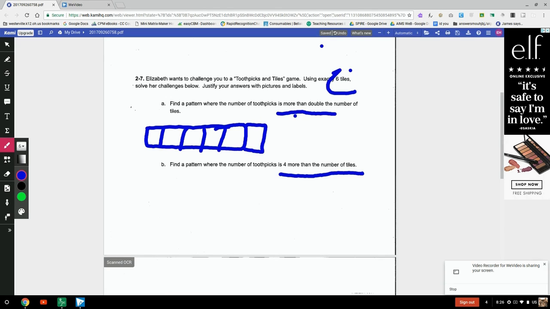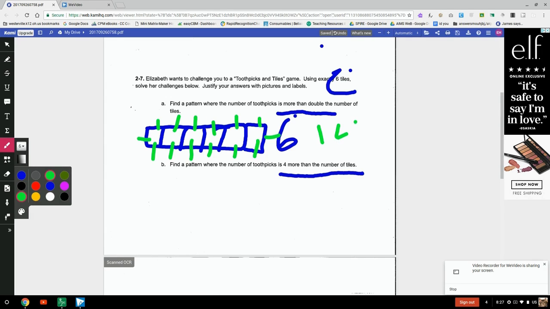You have your 6 tiles, and if you count your perimeter, you have 14. So then you would have 14 for your perimeter. So that's just one. See if you can find another combination. Challenge yourself if you haven't found one yet. And you only need to show one.